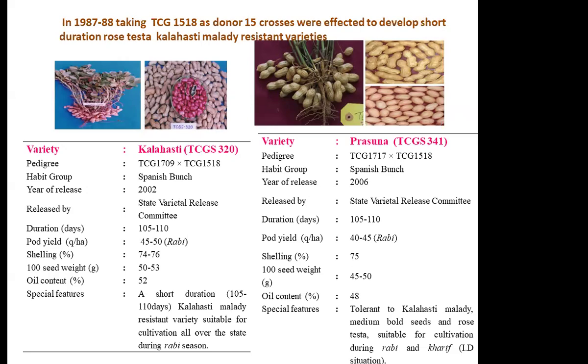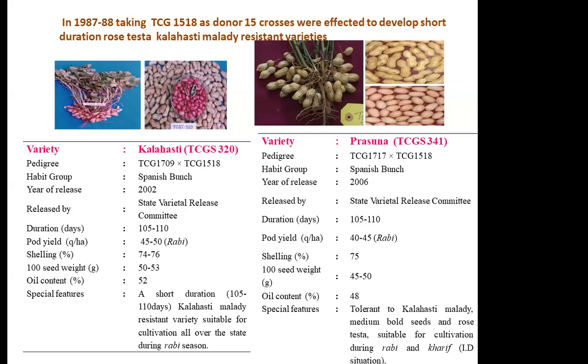Kalahasti, one of the varieties, TCS 320, is high oil, short staged, and a short duration, 105 to 110 days variety. One more variety was released. Kalahasti was released in 2002, Prasuna in 2006. Prasuna again has attractive testa color, and pods are also very highly acceptable.